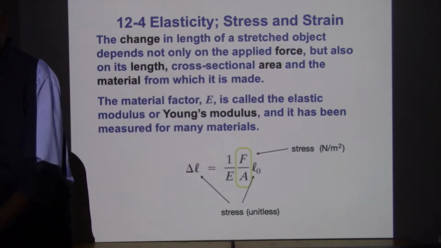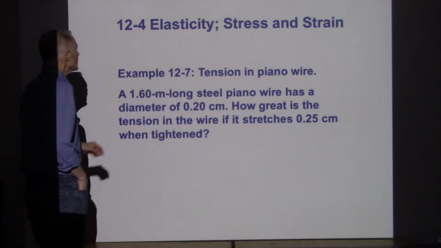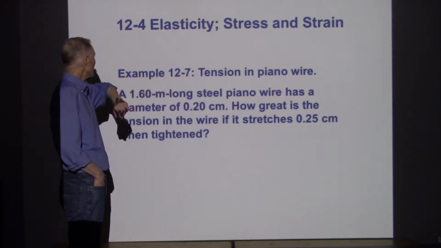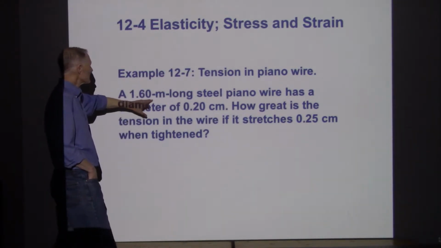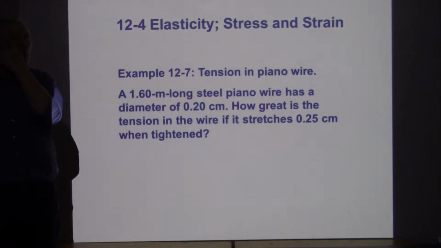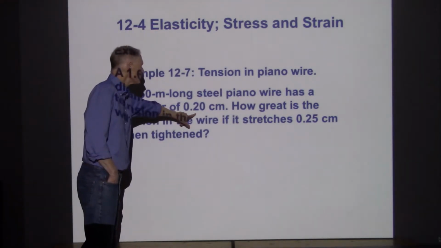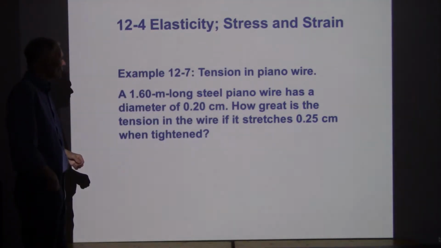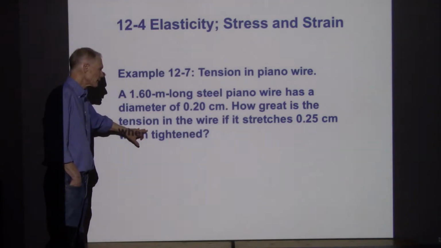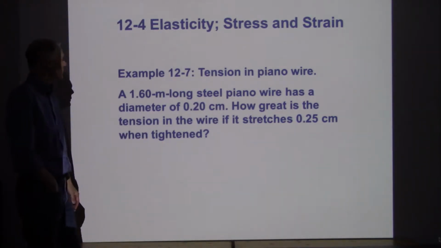So coming back to this formula right here, let's look at one of the examples. It's a tension in a piano wire. So I have a piano string, I think is what they're called. This 1.60 meter long piano string, I guess they really are wires, has a diameter of, it looks like, 2.0 millimeters. So the wire itself has a diameter of 2 millimeters. What is the tension in that string if it stretches 0.25 centimeters when tightened?